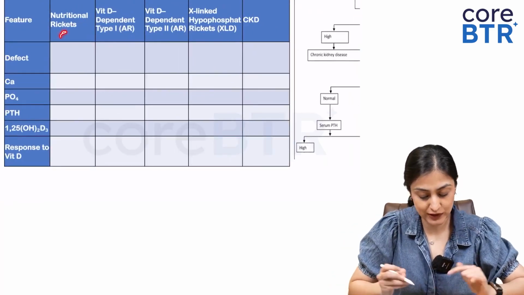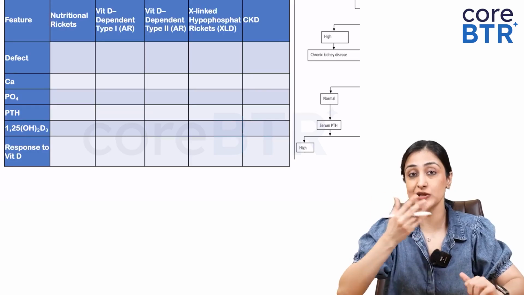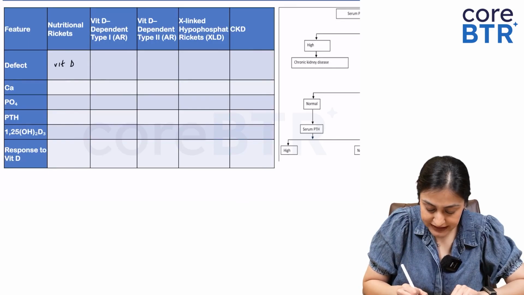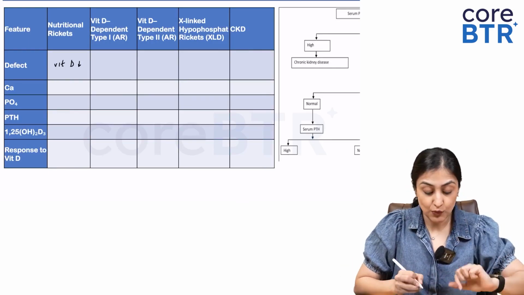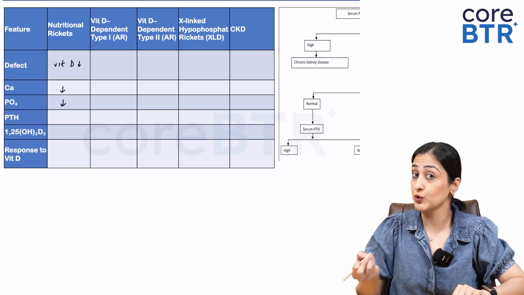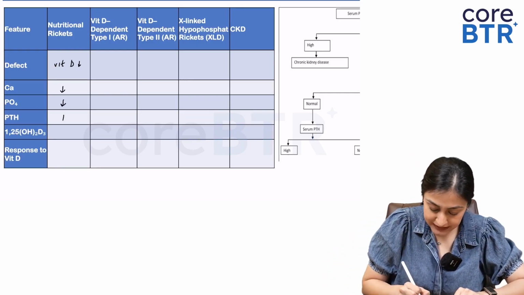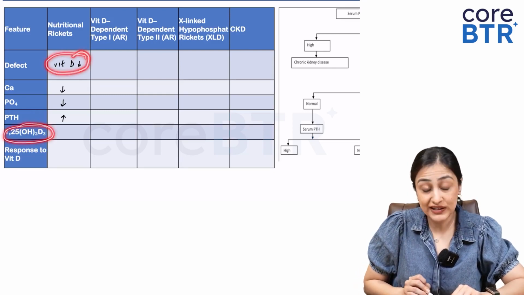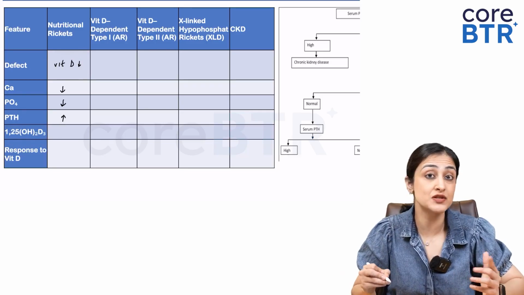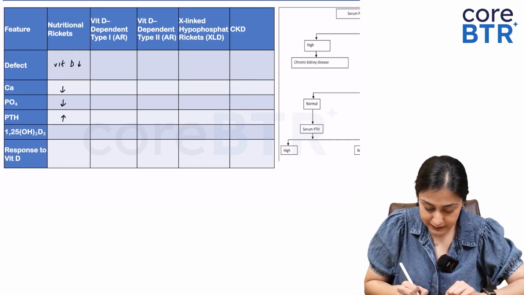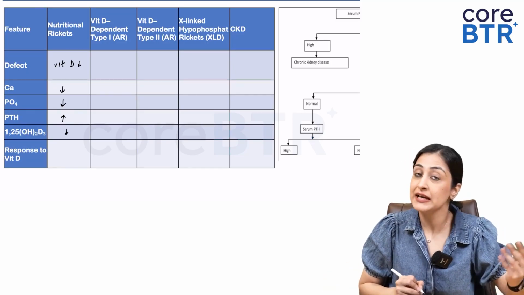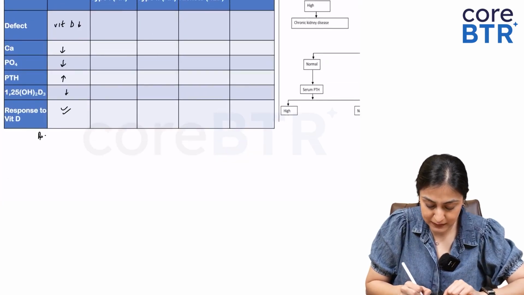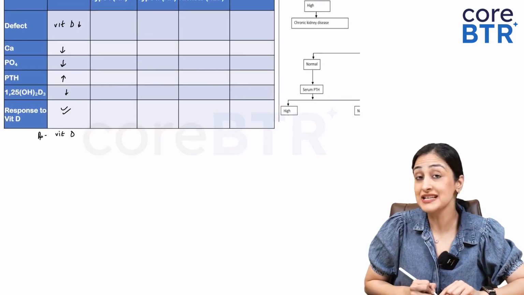So now let's discuss what happens when you have nutritional rickets, right? Anybody who's not getting adequate vitamin D. Here, the problem is obviously that vitamin D is deficient from the diet itself. So what happens to calcium phosphate? Both of them go down. Low calcium will stimulate PTH, right? So obviously because vitamin D is not there, what will be the 125 dihydroxy vitamin D levels, which we call as calcitriol? They will be decreased, right? Because hey, vitamin D, if I give, it will respond. So response to vitamin D is very good. And that's why the treatment here is simple. You give vitamin D supplementation.